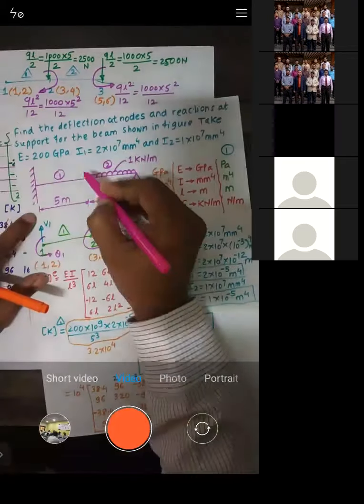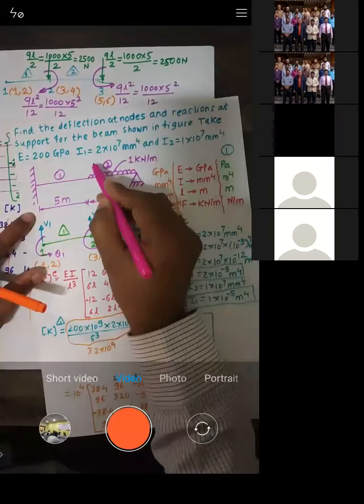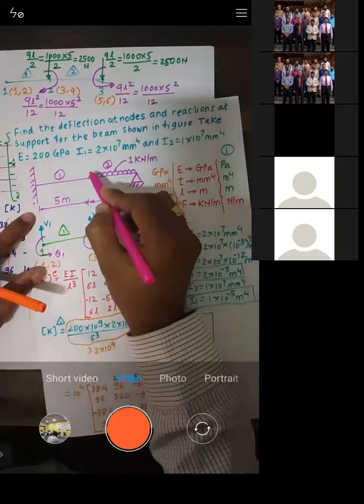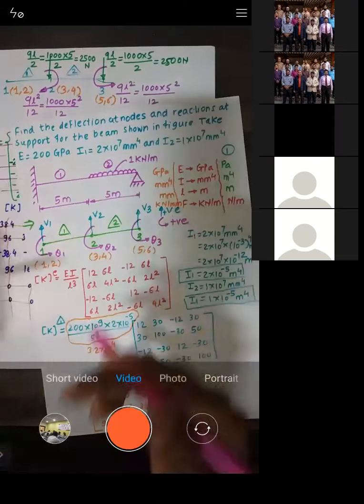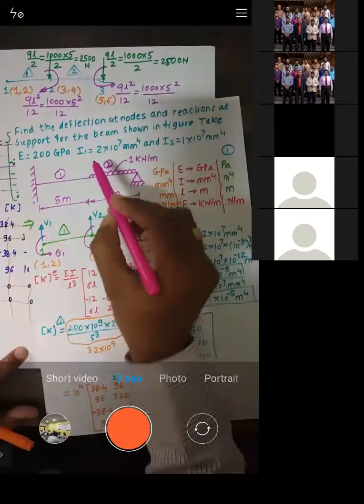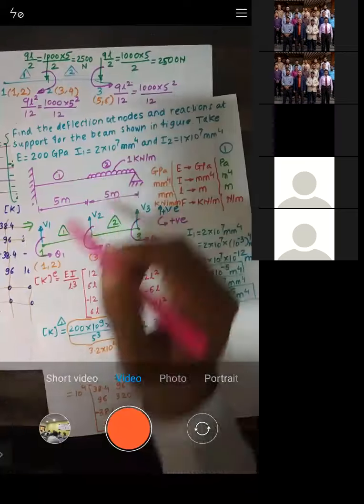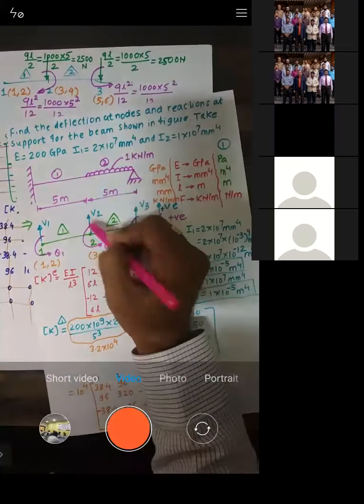You can see here, is there any point load like this given at node 2? No. Is there any movement in clockwise or anti-clockwise direction given at this particular point? No. Right? What they have given is only a uniformly distributed load. They haven't given any point load or any movement in the problem at node 2.